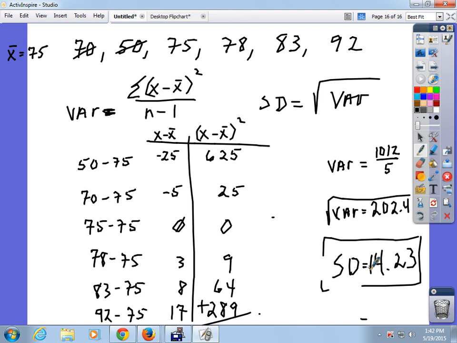Now we're going to do another one here in a minute, and I'm going to do it on a spreadsheet. That way you can see everything. Because I can't do everything on one page in my writing. Okay?